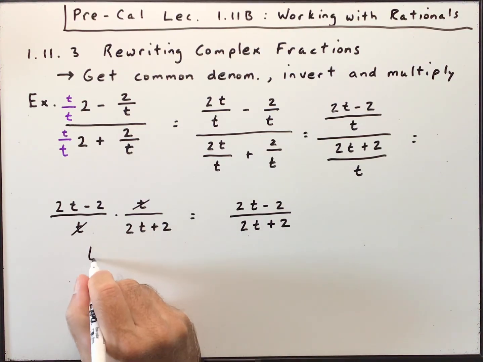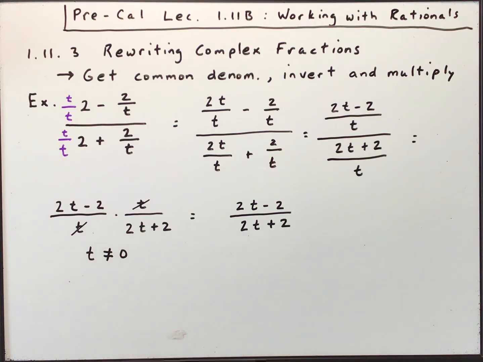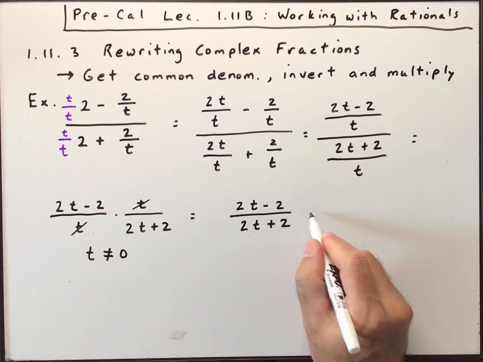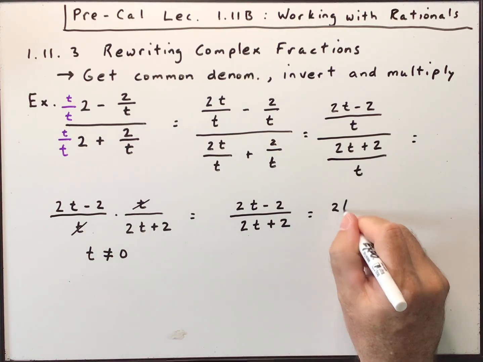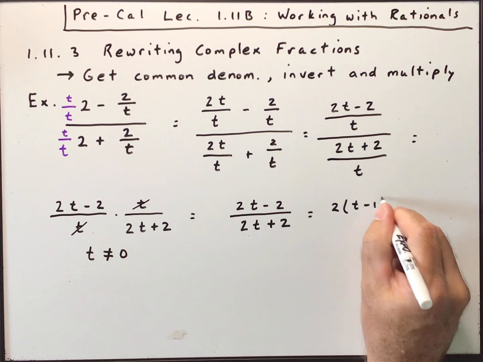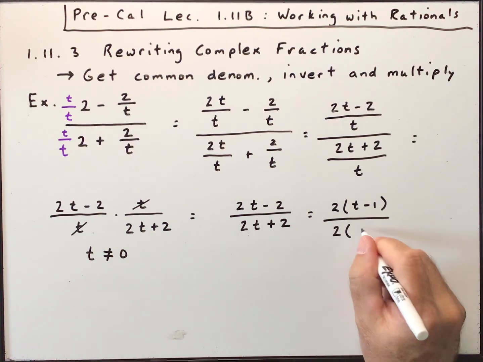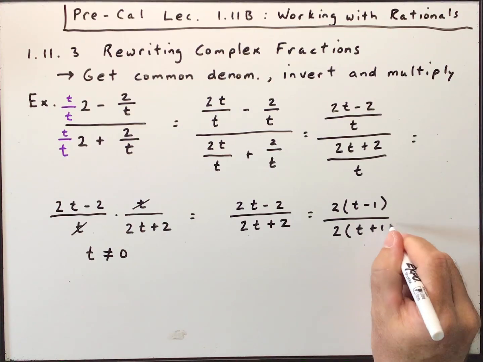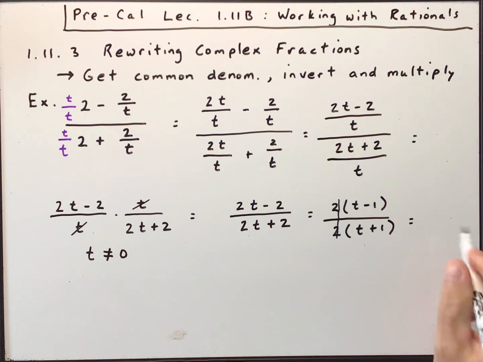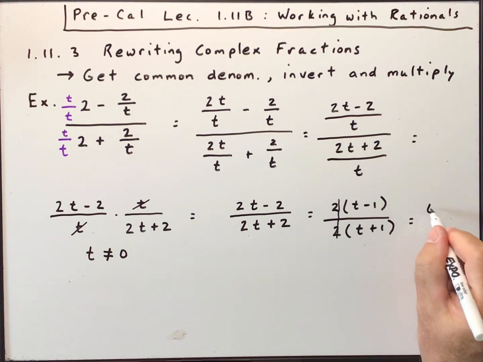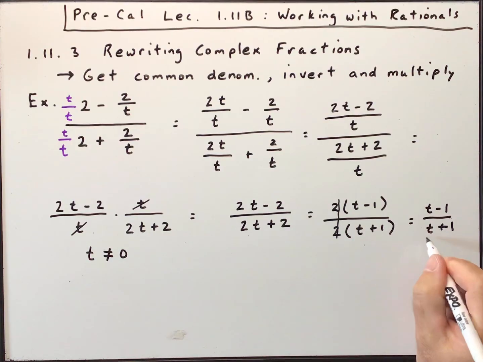Now, when we cancel those t's out, we have to do our proviso. T cannot be equal to 0. All right, so we're almost home here. What could we do? We could factor out a 2 out of the top, and then you'd have t minus 1 left. And then we could factor out a 2 on bottom, and we'd have t plus 1. Those 2's will cancel, and so this ends up as just t minus 1 over t plus 1.